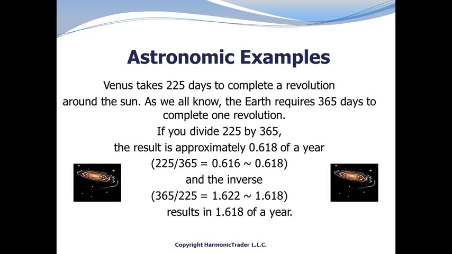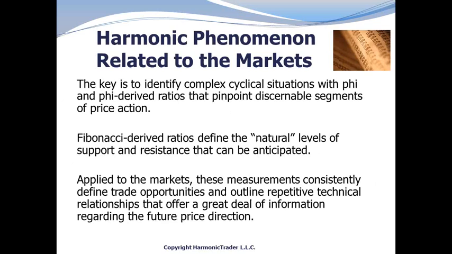Astronomic examples. Venus, for example, takes 225 days to complete a revolution around the Sun. As we all know, the Earth requires 365 days to complete one revolution. If you divide 225 by 365, the result is approximately 0.618 of a year, and its inverse is approximately 1.618 years. Very interesting.